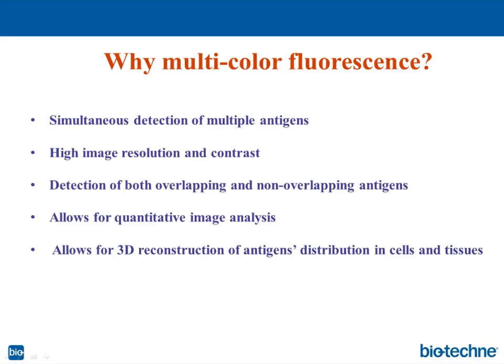In fluorescence, we don't have this, because we are looking at individual channels, and then we can digitally overlay and merge them and see all the colors at once, or just see as many colors as we want. Fluorescence allows us to get very high resolution and contrast compared to chromogenic detection. And like I said before, it's a perfect technique to detect both overlapping and non-overlapping antigens. It allows for quantitative image analysis, so we can measure the fluorescent signal, and that may be translated into the amount of the antigens expressed in cells and tissues.